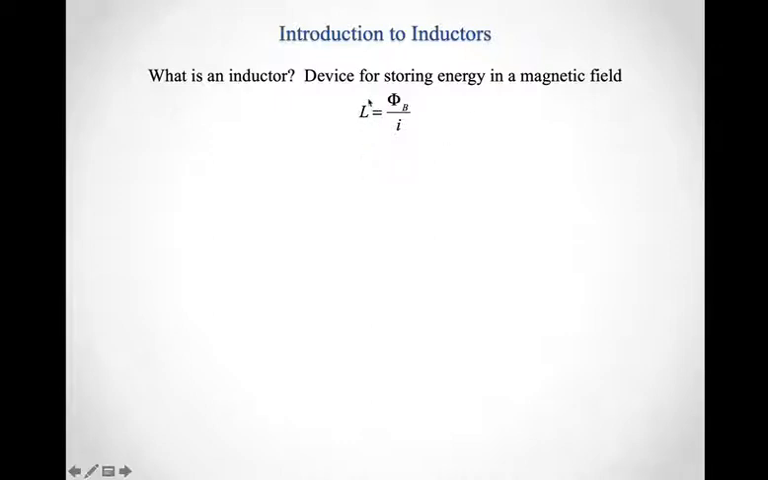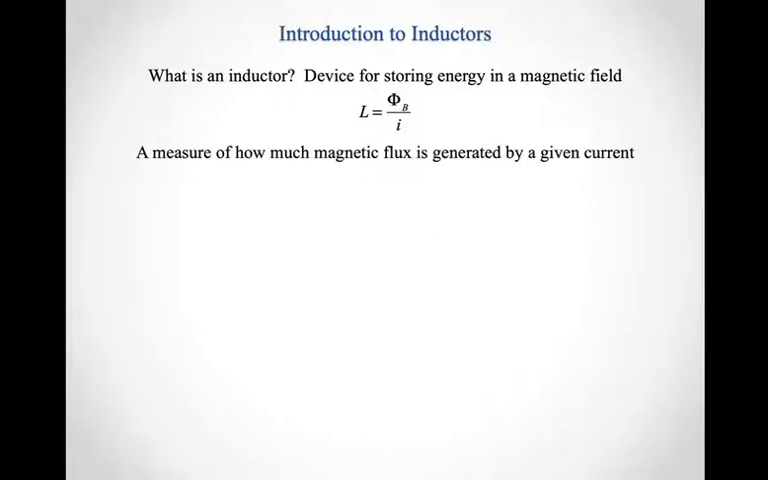And the inductance is given by the letter capital L, and it is the ratio of the magnetic flux to the current. So this is the magnetic flux piercing the loops of your inductor to the current being driven through the inductor. So you can see that the inductance is a measure of how much magnetic flux is generated by a given current. The higher the inductance, the more magnetic flux you get for a certain current value.